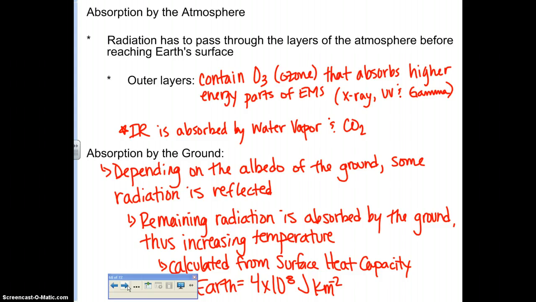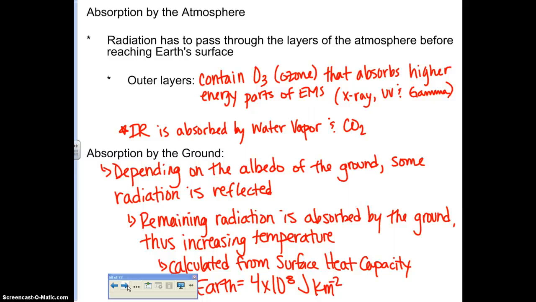Absorption by the atmosphere. Radiation has to pass through the layers of the atmosphere before reaching Earth's surface. Well, the outer layers contain ozone that absorbs higher energy parts of the EMS, such as UV, X-ray, gamma. But IR, as you have noticed, has played a big part in this. So how's IR absorbed? It's not absorbed by the atmosphere generally, it's absorbed by water vapor and CO2. So what's in the air prior to reaching the layers of the atmosphere? Well, the ground also absorbs some of this.